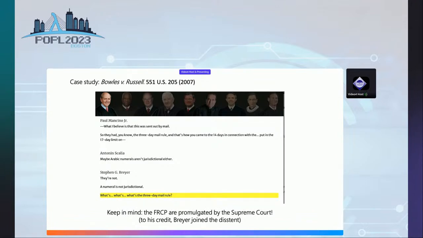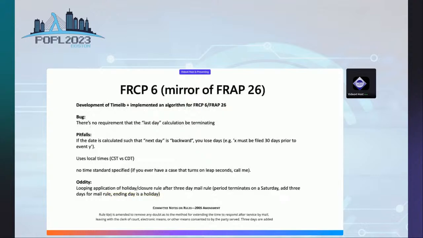Paul Mancino Jr. was the attorney for the appellant in this case. So he's talking about how the 3-day mail rule is implicated in this case. So this is at issue here. And Justice Breyer says, what's the 3-day mail rule? Just a note, the Supreme Court is responsible for promulgating the Federal Rules of Civil Procedure, and he has to ask what that is. That's not a good sign of how complex these are.